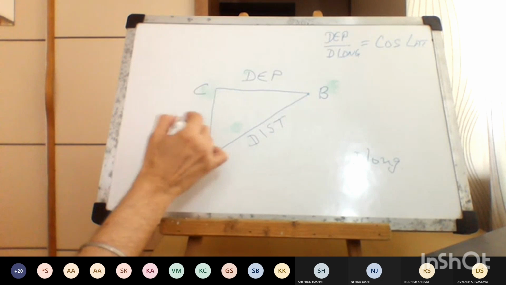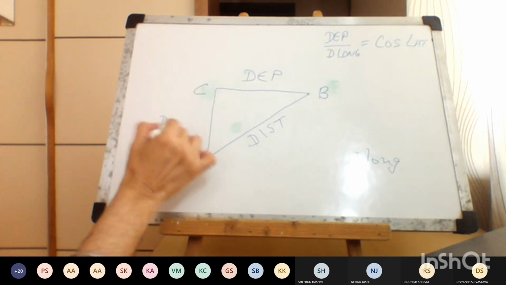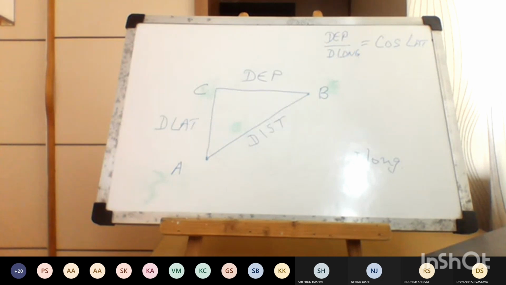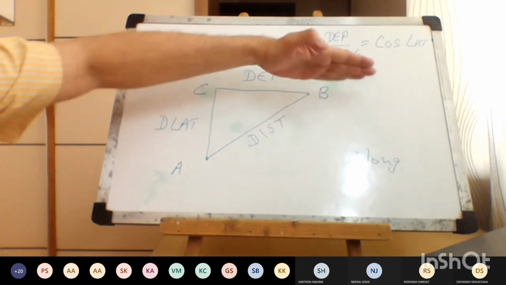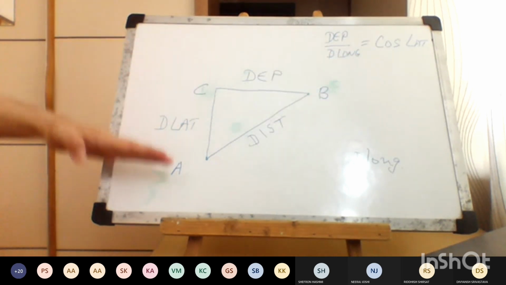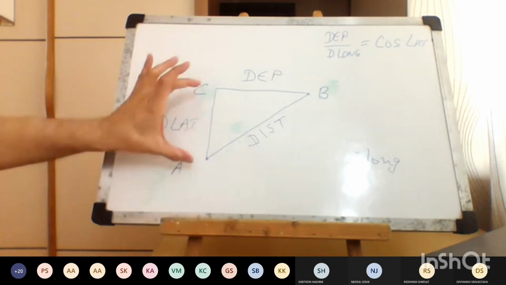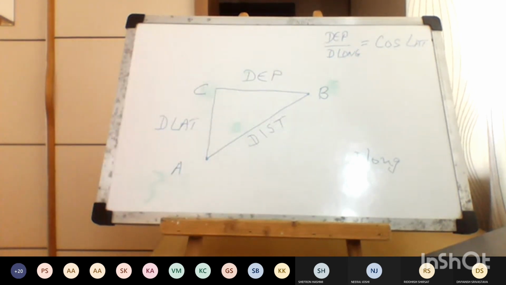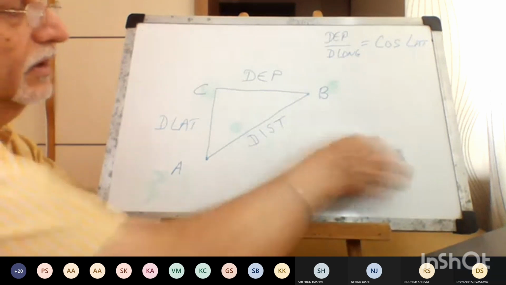But A and C is definitely the D lat. So a parallel which is drawn from B and a parallel which is drawn from A, this gap, if I minus this gap, I get the D lat. Now all distances are measured on which scale? Latitude scale.